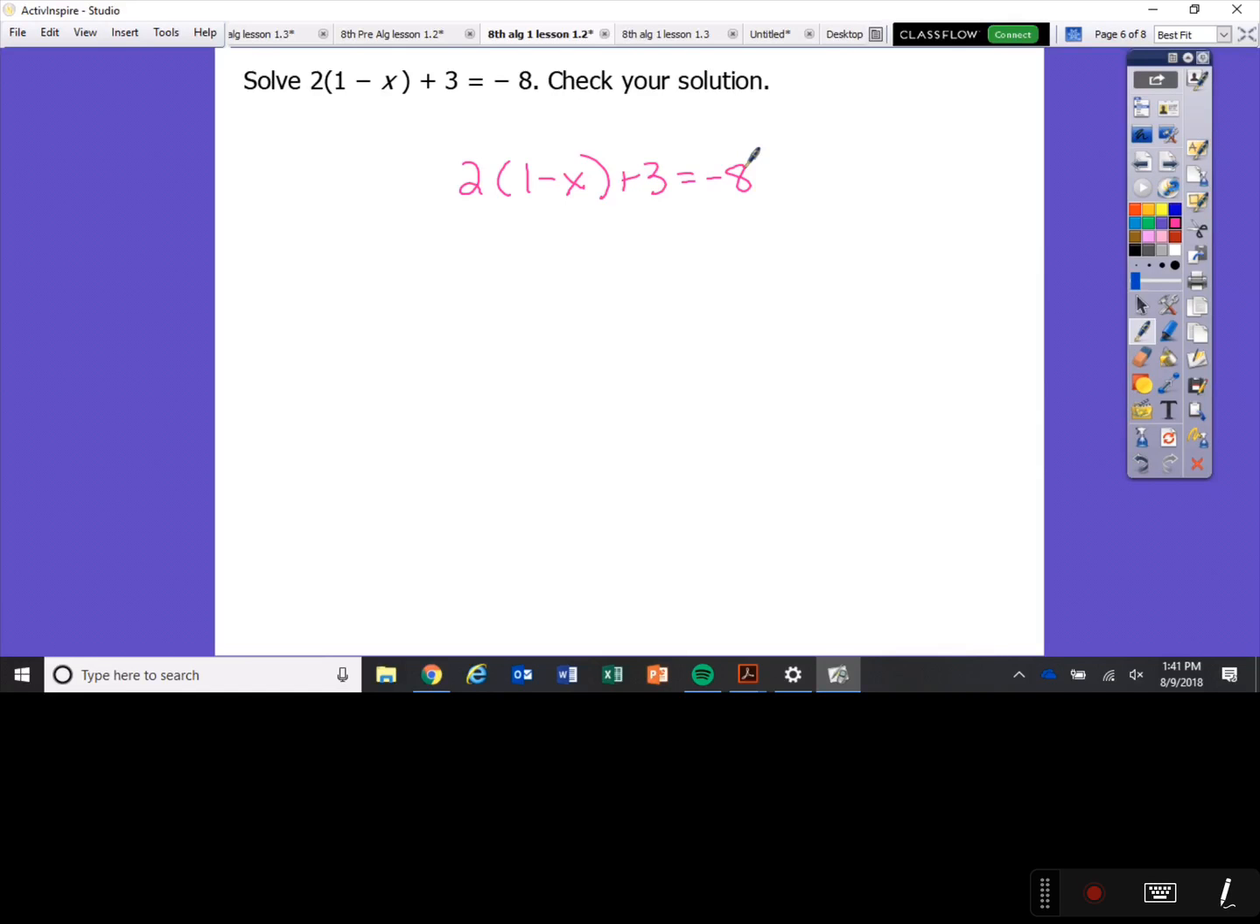Alright, so remember, it's kind of like backwards PEMDAS, except what I say: the P's in the front. We always put the P first, right? So we see a parentheses here. We have to get rid of the parentheses first. And how are we going to get rid of it?